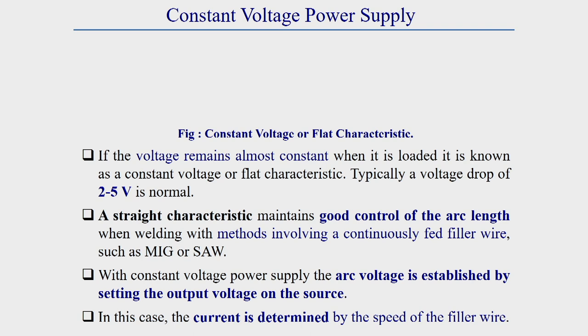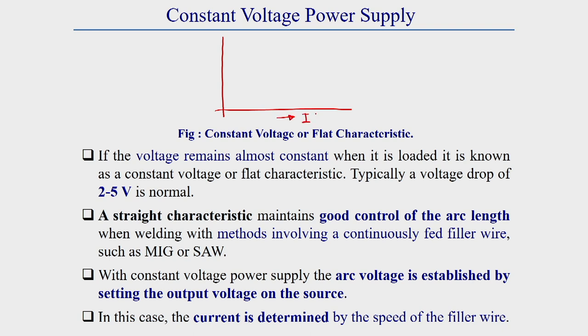In constant voltage power source characteristics, the voltage remains almost constant. That means with change of current, the voltage remains almost constant when it is loaded. If the voltage remains almost constant when loaded, it is known as constant voltage or flat characteristic curve, because the curve is represented by an almost horizontal line. Typically, a voltage drop of around 2 to 5 volts is normal. How the constant voltage or flat characteristic curve looks, I am showing here.